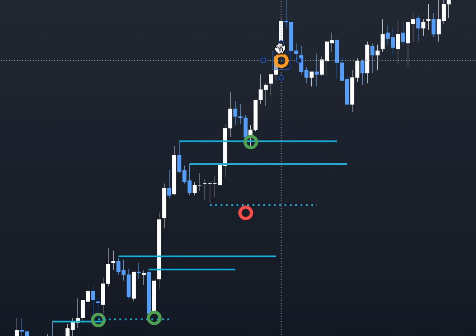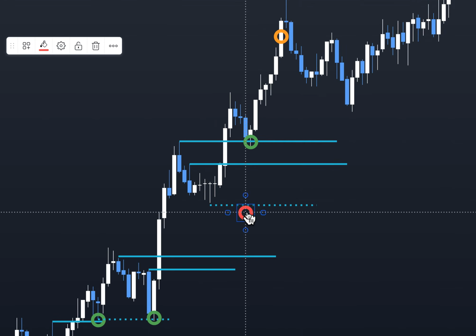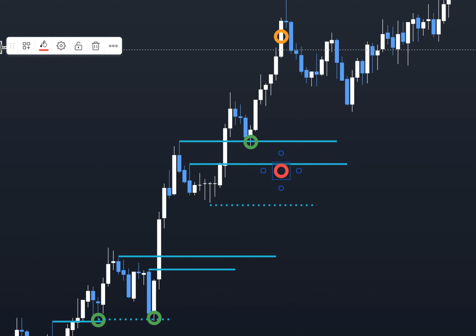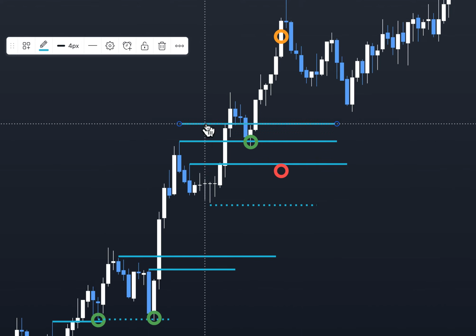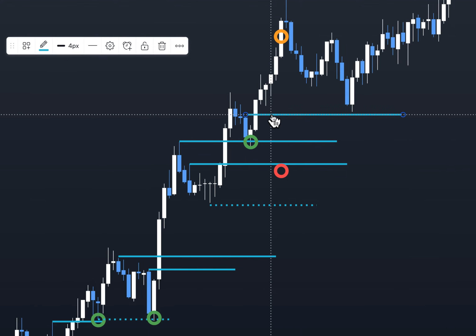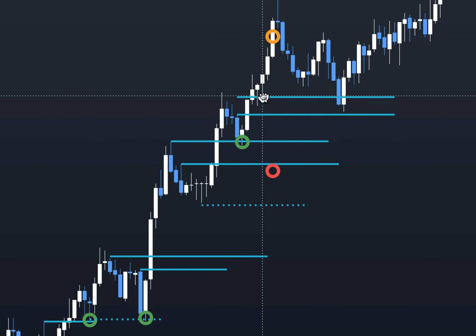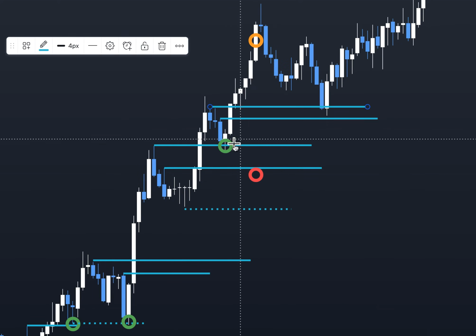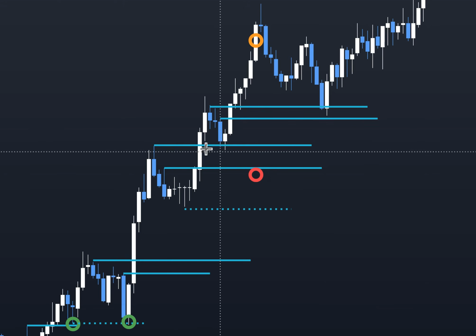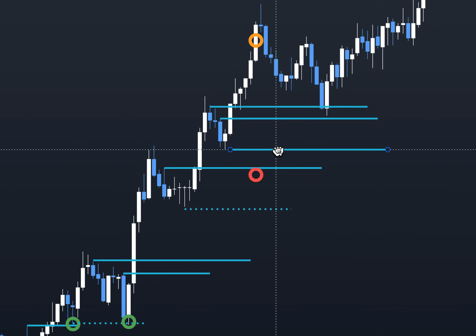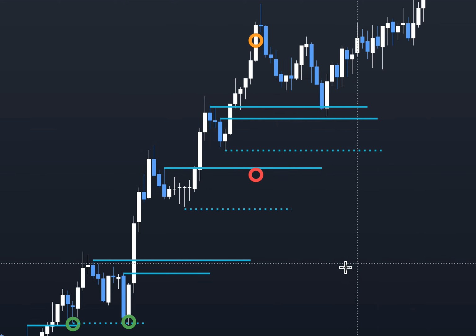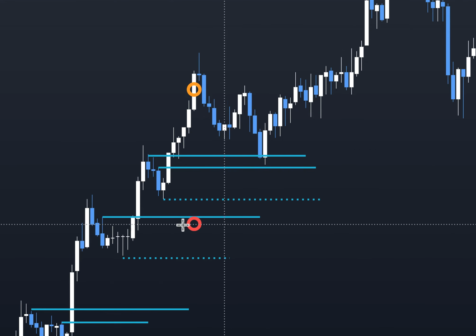So price goes up to here. At this point, I'm going to move my stop here, but I've got to also draw some new protection layers. I got a protection layer here. Copy, paste. I got a protection layer here. And now I have this as my break level. I'm going to make that dotted. So now I got 3 protection layers.